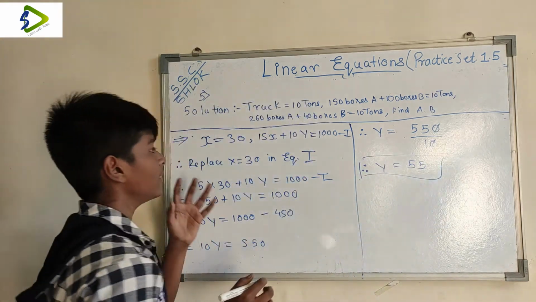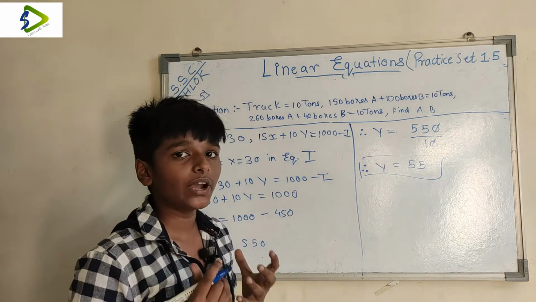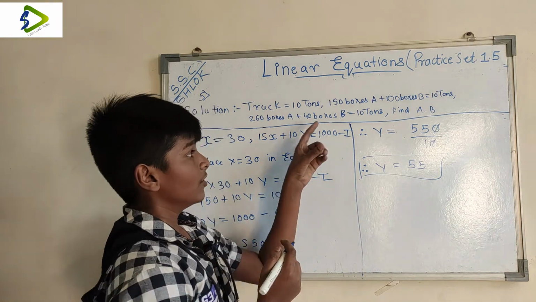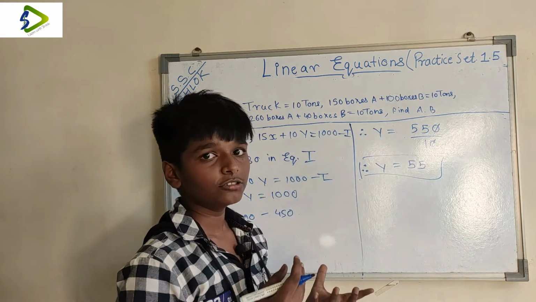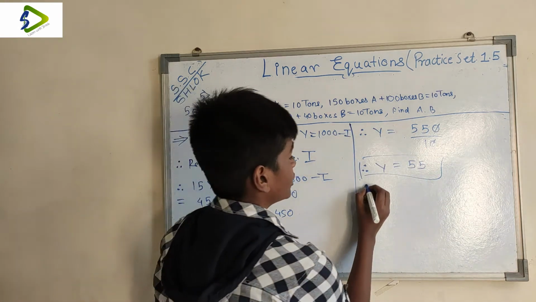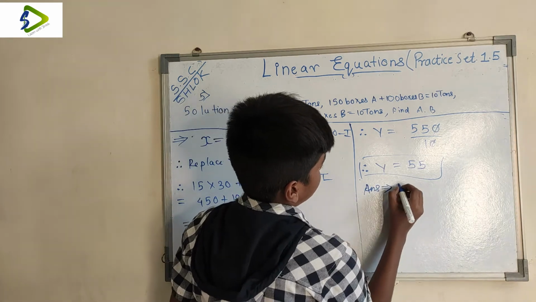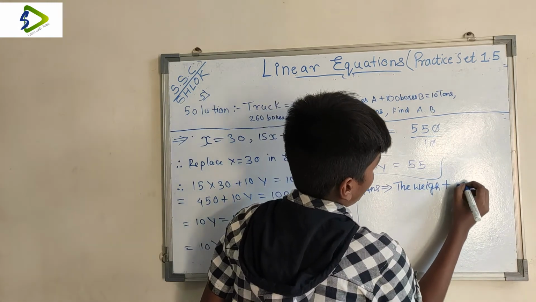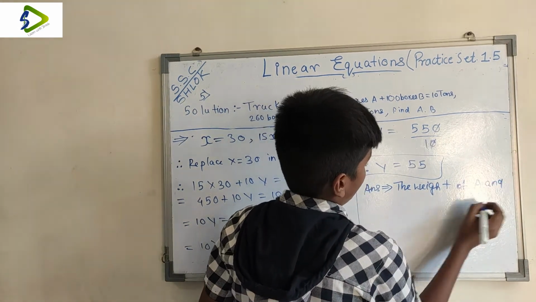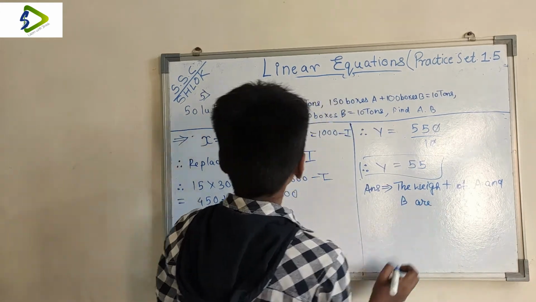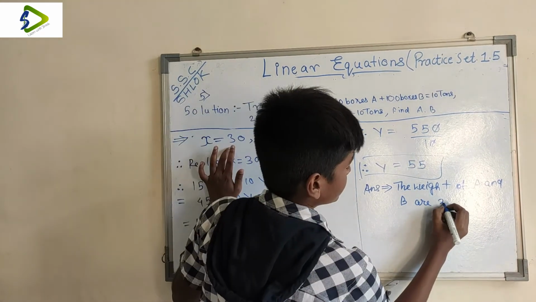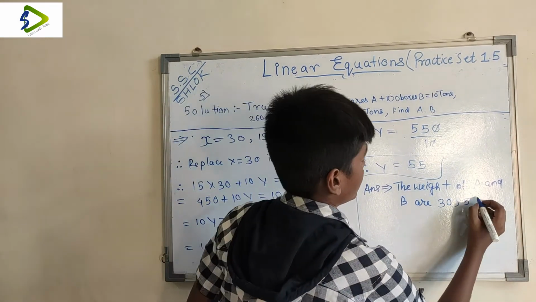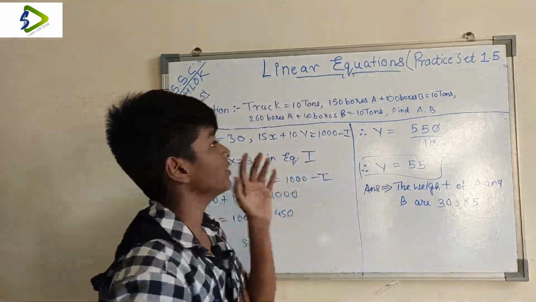And therefore we have found the value of x and y, but you do not have to write your final answer as x's weight is 30 and y's weight is 55. We are asked to find a and b. They did not know that we took x as a, so you have to write your final answer as the weight of a is 30 and the weight of b is 55, and that is the final answer, and therefore we have solved the fifth question.